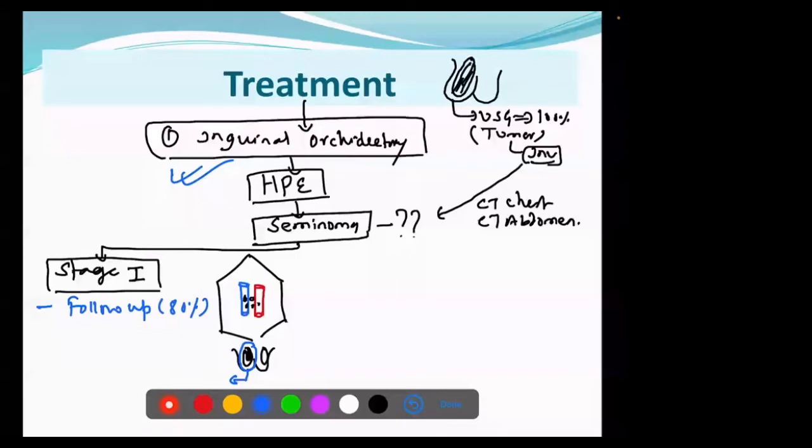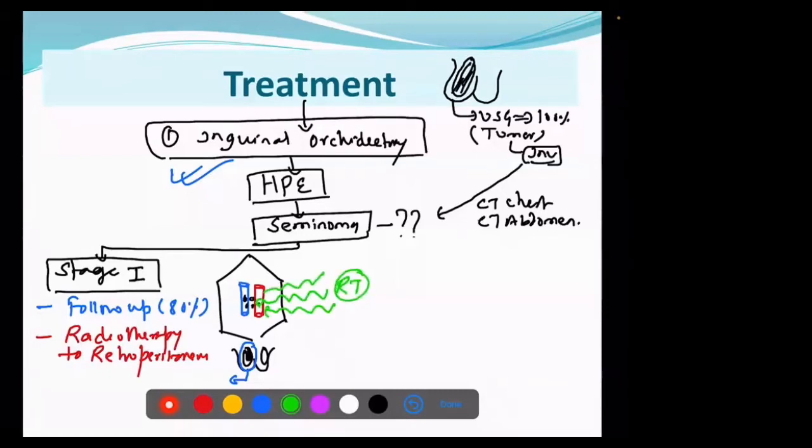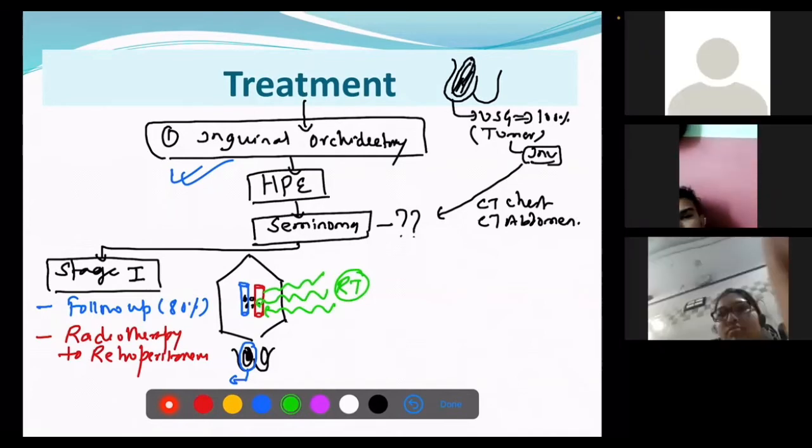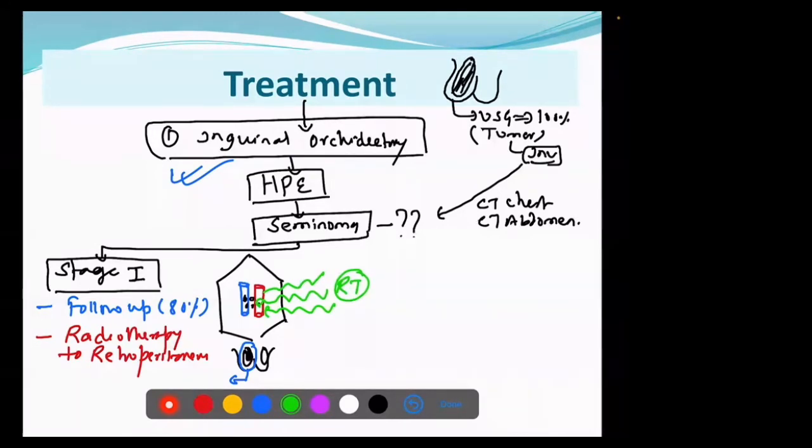Okay, that's why the ideal treatment would be radiotherapy to retroperitoneum. That means give radiotherapy to lymph nodes here, not to testis. Here, you may think, sir, there is no metastasis. Why are you giving radiotherapy to the lymph nodes? Because there could be micrometastasis. Okay, that we cannot identify by CT scan. And if the recurrence occurs, it occurs at this site, these lymph nodes. That's why we have to give radiotherapy to these lymph nodes. Okay.